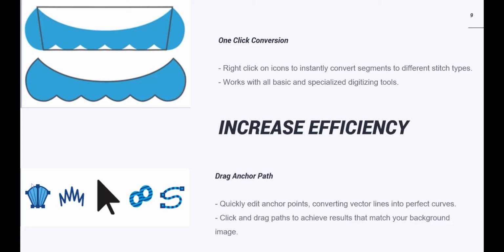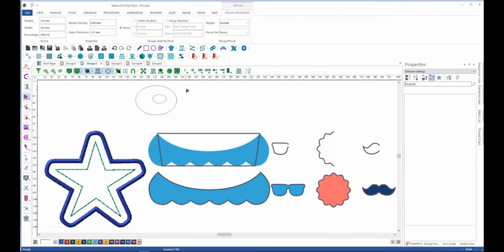And the other thing is you can drag anchor paths. So you can quickly edit your anchor paths. You can convert vector lines into perfect curves, click and drag paths to achieve results that match your background image. So that's a really cool feature as well. Let's go ahead and take a look at one-click conversion and drag anchor path. Let's say we're starting off with our pen tool.